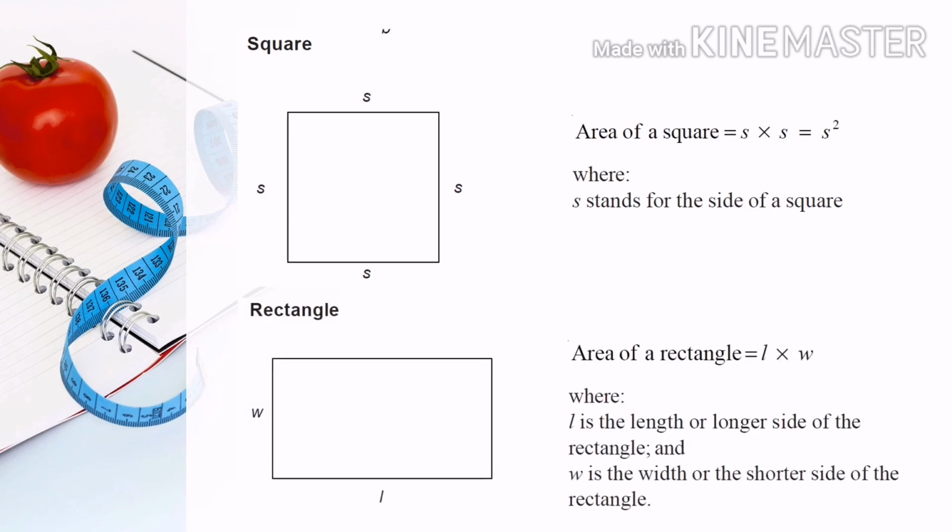Alright, for the rectangle, ito yata ang pinaka natatandaan ng lahat. The area of a rectangle is given as length times width. Of course, the length is the longer side and the width is the shorter side.